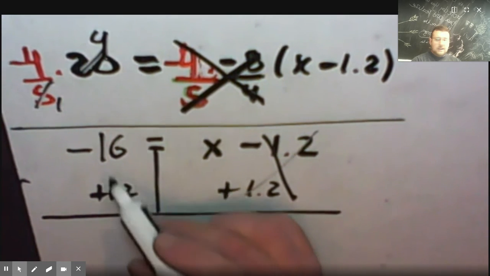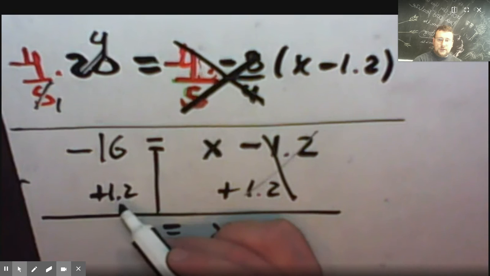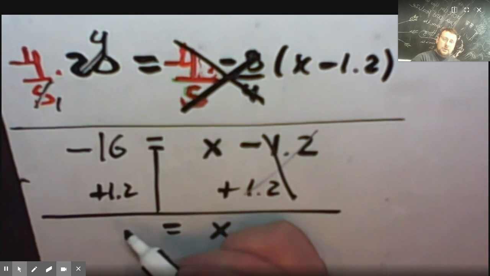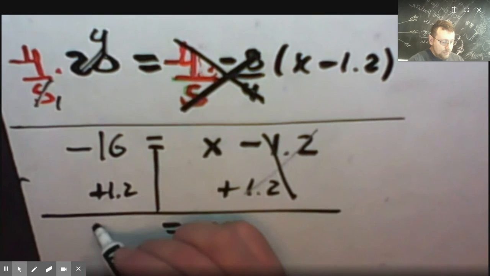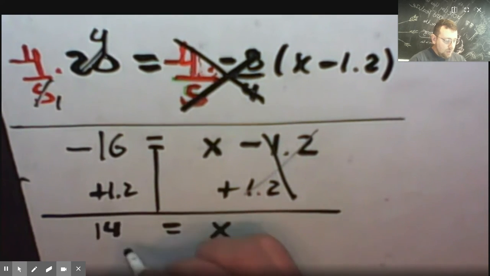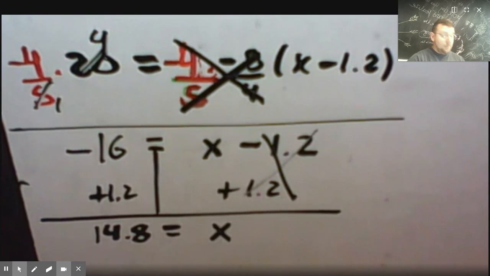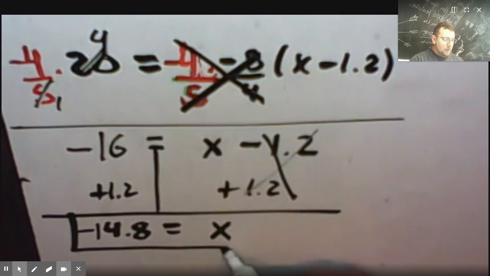And then negative 16 plus 1.2. Pull out a calculator if you have to. That's okay. But that should come out to negative 14.8. I know, Mel. The dog thinks it's overwhelming. I agree. But that is our final answer. We got it. Negative 14.8.